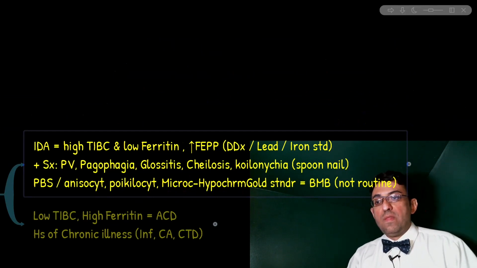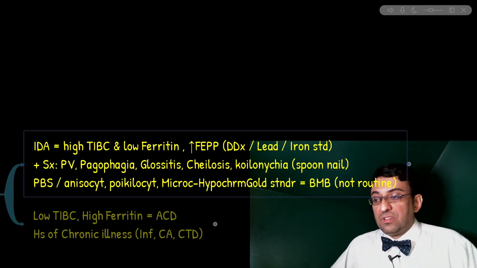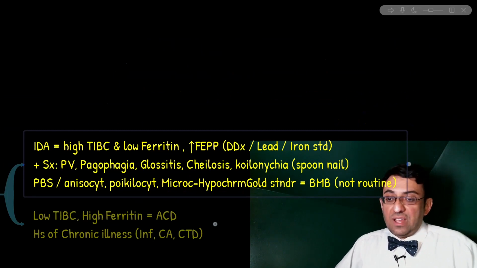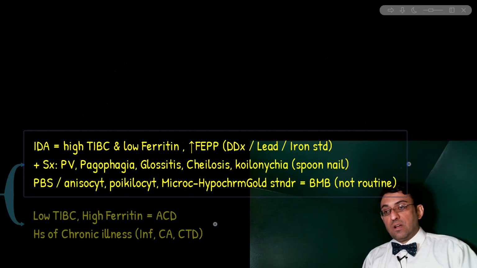You remember what is the constellation of symptoms in Plummer-Vinson syndrome? Iron deficiency anemia, esophageal webs causing dysphagia, and cheilosis and glossitis. Now, we are talking microcytic hypochromic anemia here. So what other findings are seen in PVS?